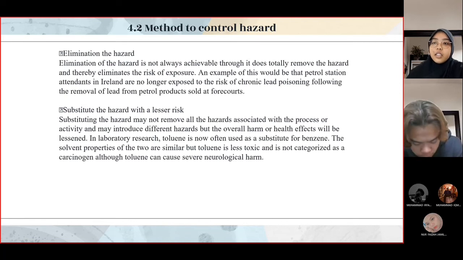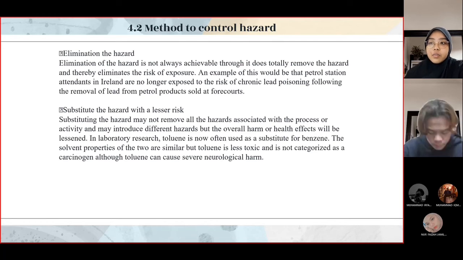Elimination of the hazard. Elimination of the hazard is not always achievable, though it does totally remove the hazard and thereby eliminates the risk of exposure. An example of this would be the petrol station attendants in Ireland are no longer exposed to the risk of chronic lead poisoning following the removal of lead from petrol products sold at forecourt.